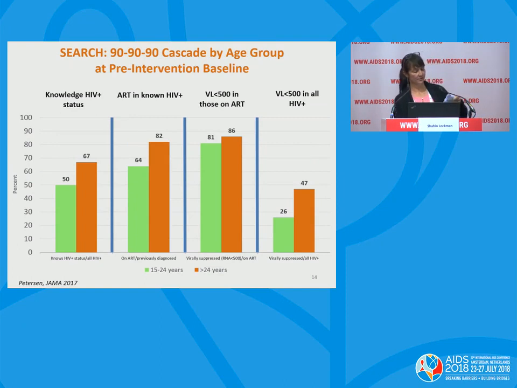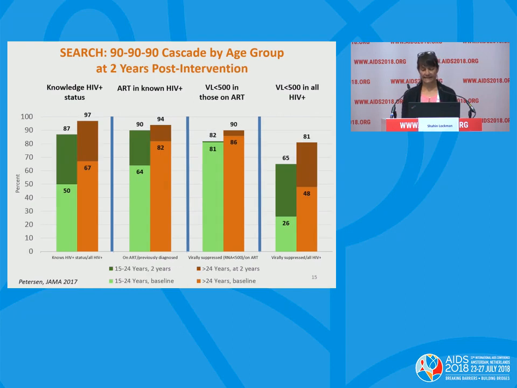Youth aged 15 to 24, who are represented again by the green bars, had substantially lower levels of knowledge of positive HIV status and of treatment initiation after diagnosis compared with persons 25 and older in the SEARCH trial at baseline.